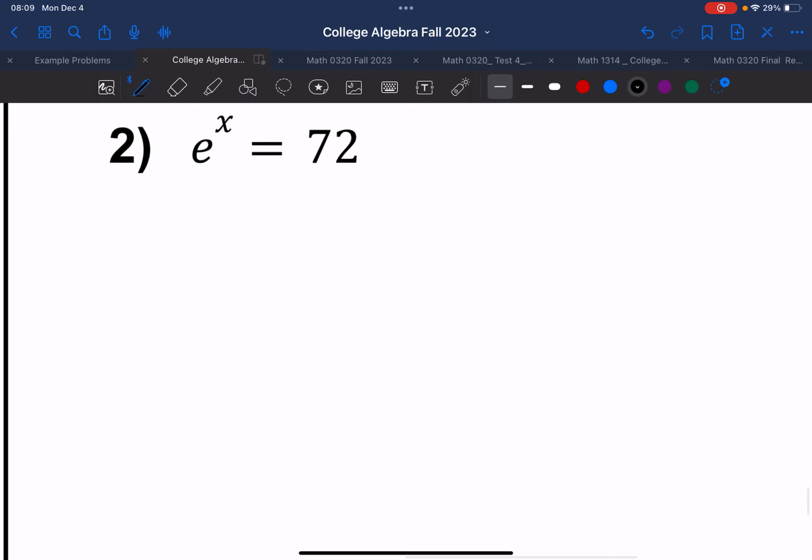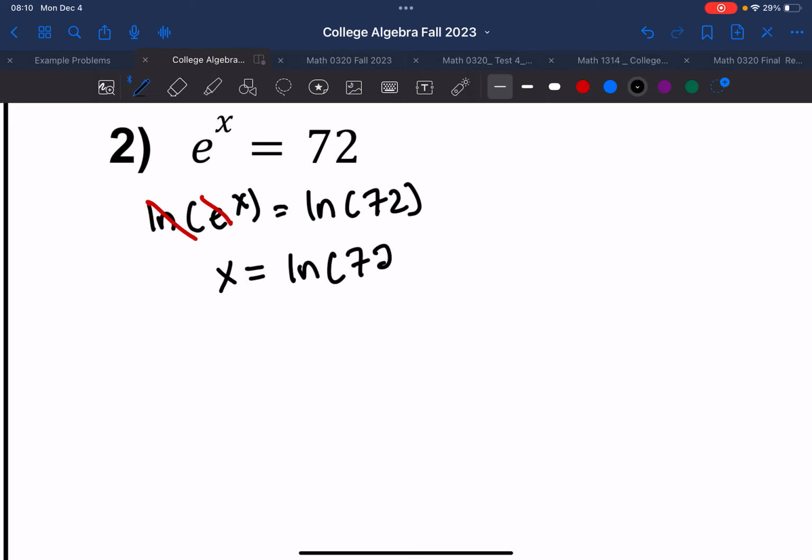Again, in number 2, in order to get that x out of the exponent, we're going to have to use the inverse function for e to the x. And the inverse function of that is natural log. So we're going to take the natural log of both sides. When we do that, the natural log and the e cancel. So we're left with x is equal to the natural log of 72. Or if we type that into our calculator, we would get 4.28. Again, either is acceptable, the decimal or the natural log.